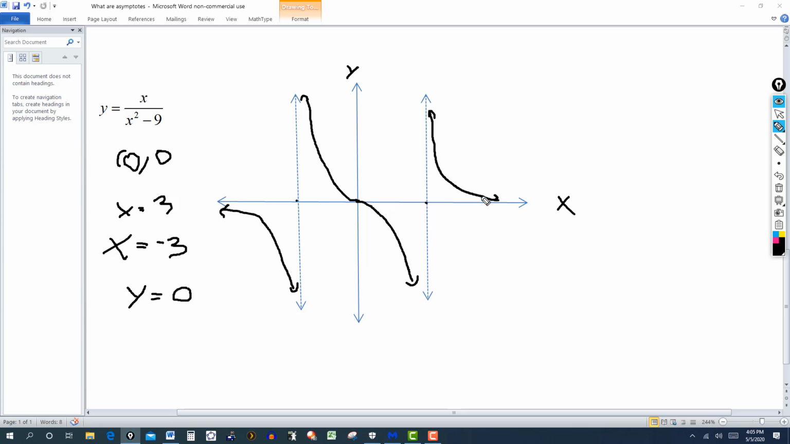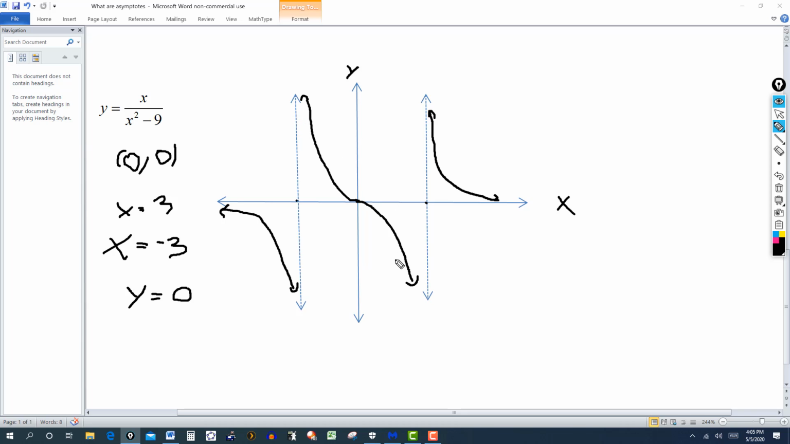Okay? And of course we know that for a fact. We know that it doesn't cross the x-axis over here because we only have one x-intercept. And of course the y-intercept is the same. (0, 0) is an x-intercept and a y-intercept. So this is what we have.